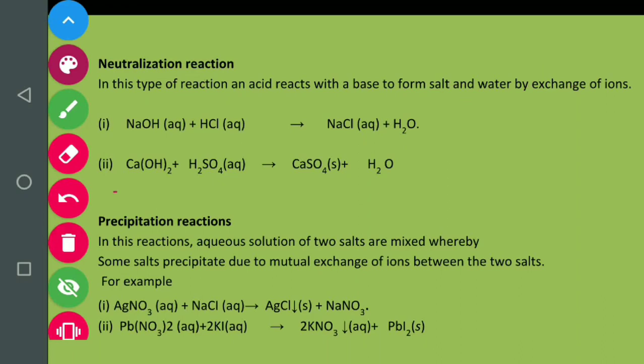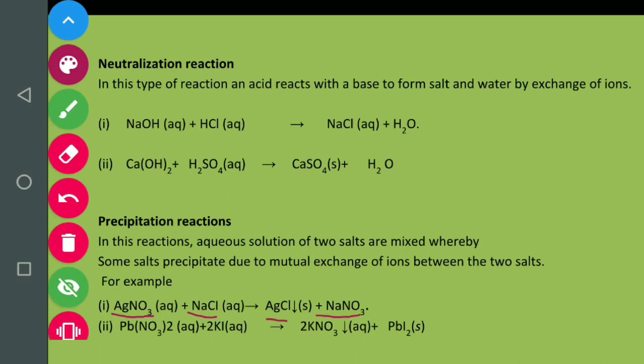Similarly, in the second part, CaOH plus H2SO4 gives you CaSO4 plus H2O. Here Ca combines with sulfate to form calcium sulfate, whereas hydrogen combines with OH to form H2O. Now another example of double displacement reaction is the precipitation reaction. In this reaction, aqueous solutions of two salts are mixed, whereby some salt precipitates due to mutual exchange of ions between the two salts. For example, let's take AgNO3 plus NaCl gives you AgCl plus NaNO3.